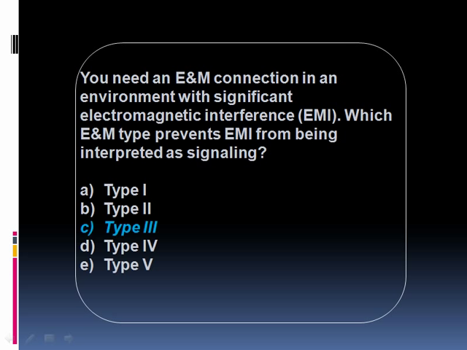And of course, Type 3, we just mentioned, although it's not very popular, you don't see it that much, it can help prevent electromagnetic interference from being interpreted as signaling. Let's check out our next question.